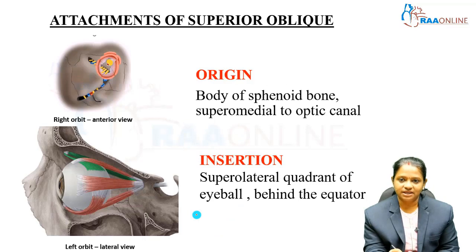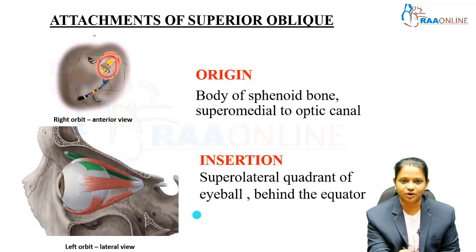The superior oblique muscle takes origin from the body of the sphenoid bone. Here it is the body of sphenoid bone, supromedial to the optic canal, outside the tendinous ring. So this is the origin of the superior oblique muscle.